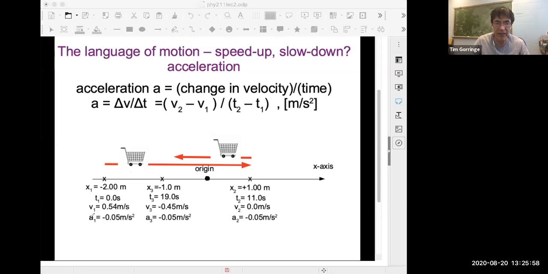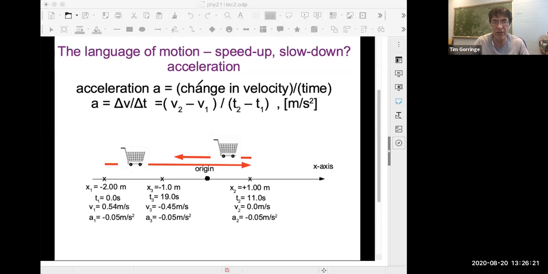And now I've added the accelerations at those 3 points, which I also measured. Their values are minus 0.5 meters per second squared for A1, A2, and A3. The acceleration is defined in this way, by this statement upstairs or this formula downstairs.